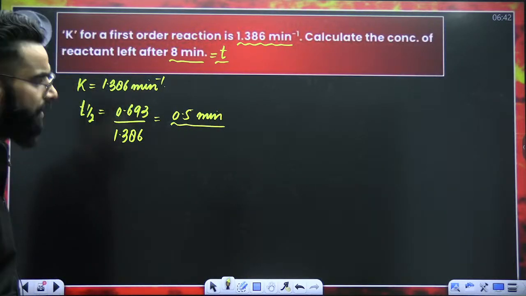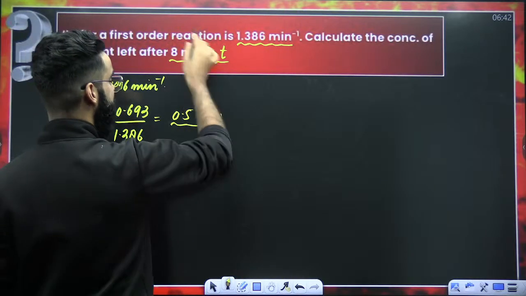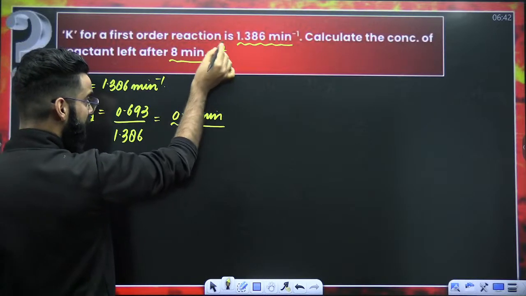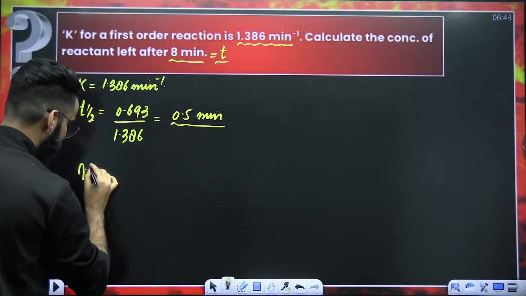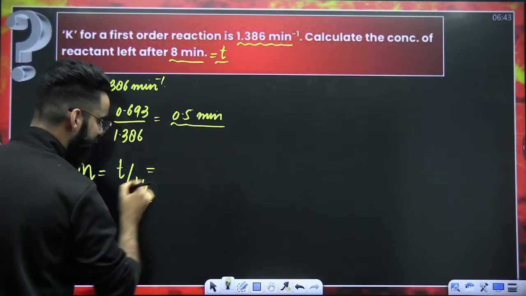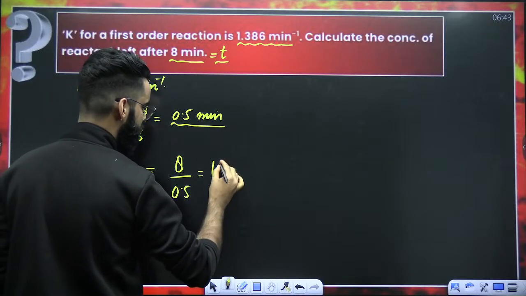Why do I need the half-life? Because I have to calculate the concentration of reactant left after 8 minutes. So let me see how many half-lives these 8 minutes are. The number of half-lives is total time divided by t half. Total time is 8 minutes, t half is 0.5. The value comes out to be 16.